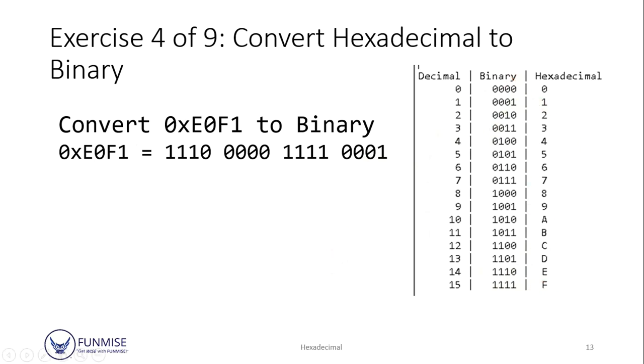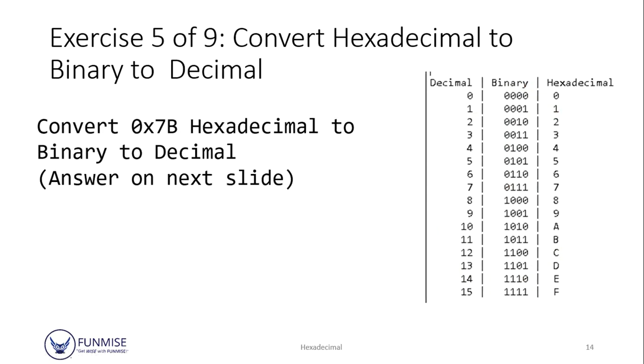Very simple. Alrighty, wonderful. Now moving on to exercise 5 of 9. We are going to convert hexadecimal to binary, then to decimal. This should be fun. So in this exercise, convert hexadecimal 7b to binary, then to decimal. Please pause and work this out and reference the chart on the right. On the next slide, we will reveal the answer.